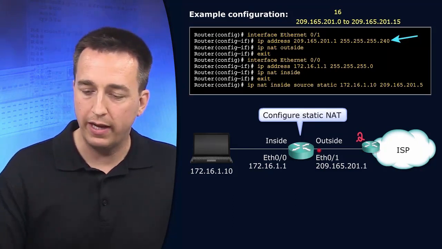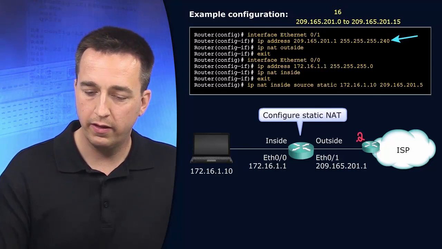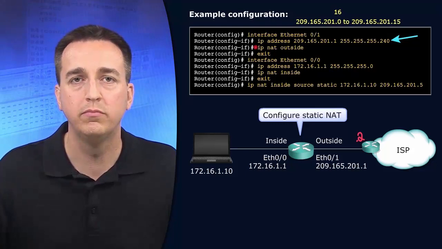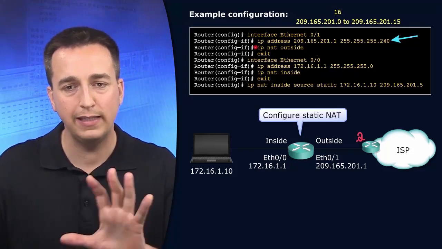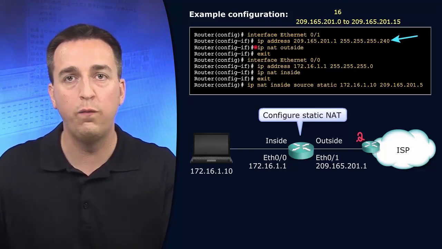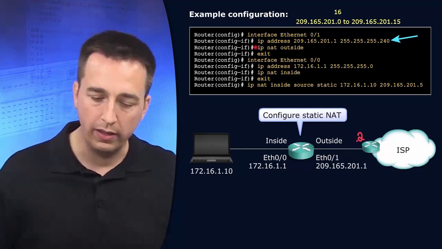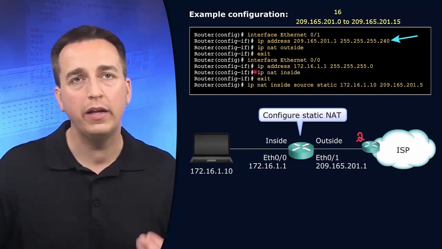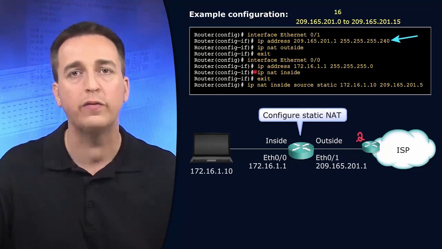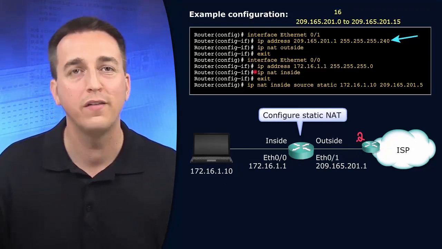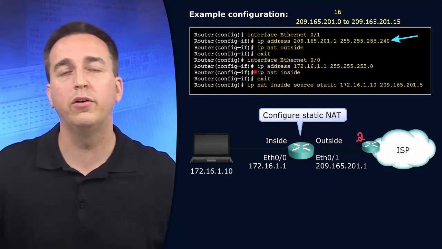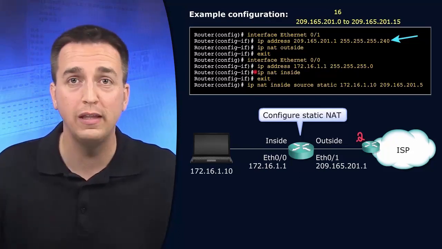We go to our outside interface, and we use the command ip nat outside. This tells the router that that is the outside interface for NAT. We go to the inside interface, and we type in ip nat inside, telling NAT that this is the inside interface where the private IP addresses are that are going to be translated to the public IP addresses, so they can go out that outside interface and go to the internet.